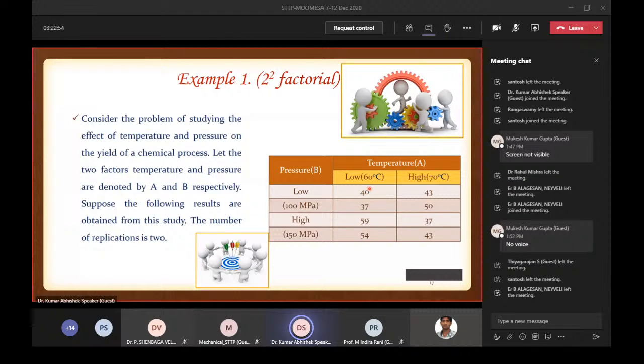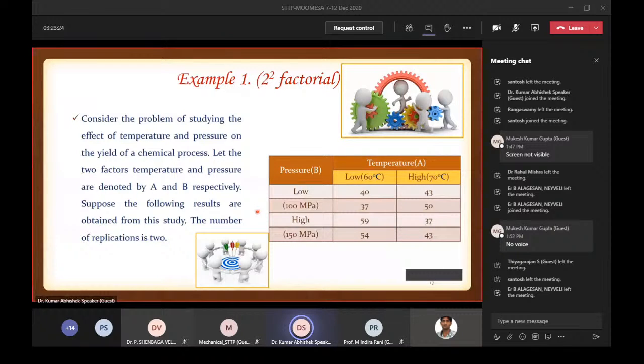And if you look for the high value of the pressure and the low value of the temperature, the yield is 59. So this is the question that has been given, and you have to find which factor has more influence over the yield. You have to find whether the pressure or the temperature has more effect over the yield.